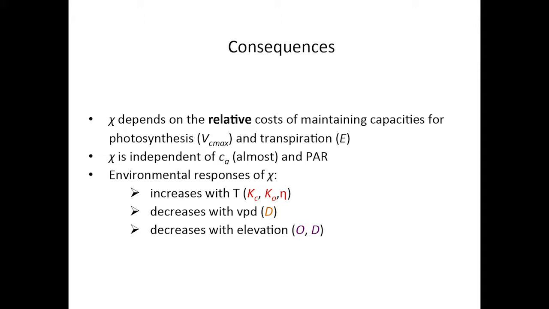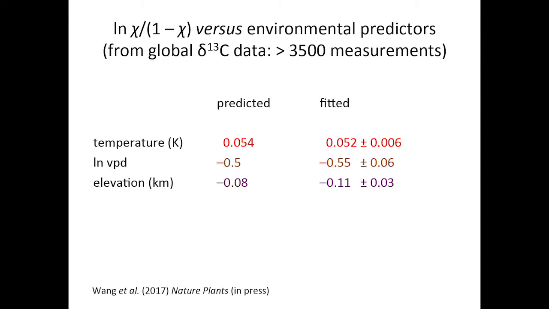It should decrease with VPD, as is well known, and interestingly, it should also decrease quite strongly with elevation. And cutting a long story short, this again is based on Will Cornwell's compilation of delta C13 data. And for convenience, we do this logit transformation, and we can actually predict quantitatively what these dependencies should be. So these are the predictions based on our theory: 0.054, minus 0.5, minus 0.08. And there are the values that are actually fitted. So those are the partial relationships actually fitted from the data, and they actually agree within their confidence intervals.